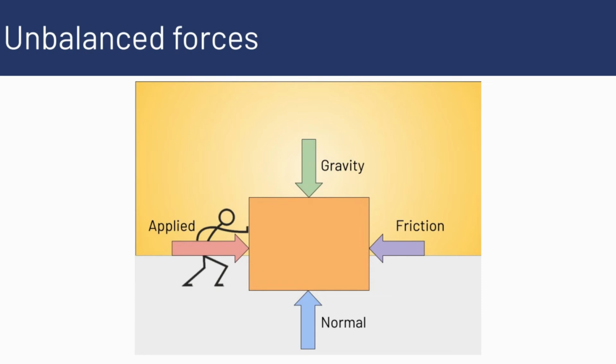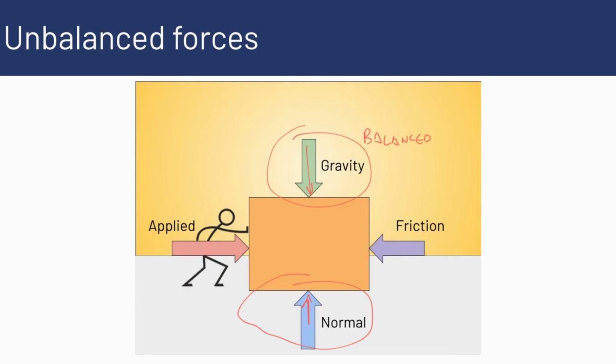So let's look at unbalanced forces. Here we have a diagram of a person pushing a box across the ground. Let's look at the balanced forces first. We have gravity pushing downward, and we have the normal force pushing upward. So these two forces are balanced. The arrows are the same length, which indicates that the forces are balanced.